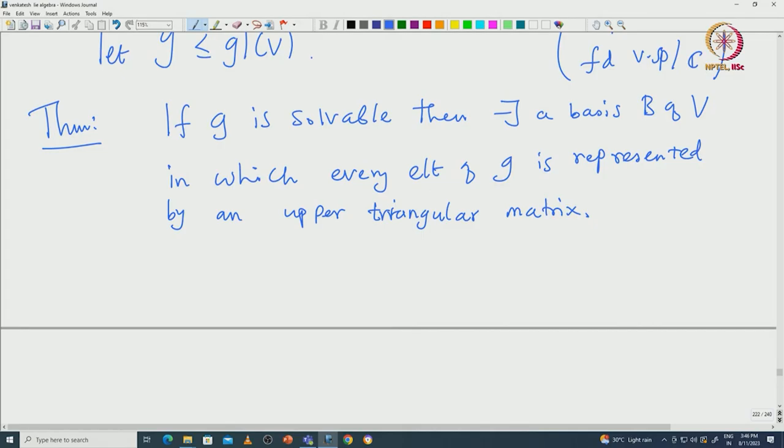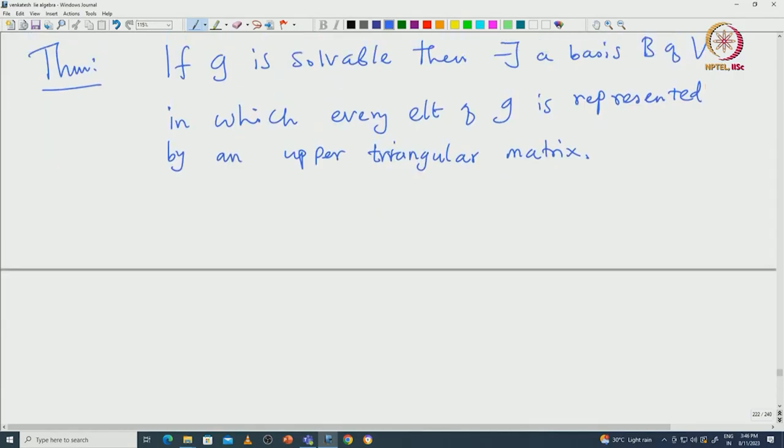One can think of this in terms of what you have learned in linear algebra: given one matrix, you have the Jordan canonical form, which looks like an upper triangular matrix. But now we are dealing with a family of linear transformations. If the Lie algebra structure on it is a soluble Lie algebra structure, then we can assure that there exists a basis such that every element of that soluble Lie algebra is represented by an upper triangular matrix. Okay, let us see how to prove this.